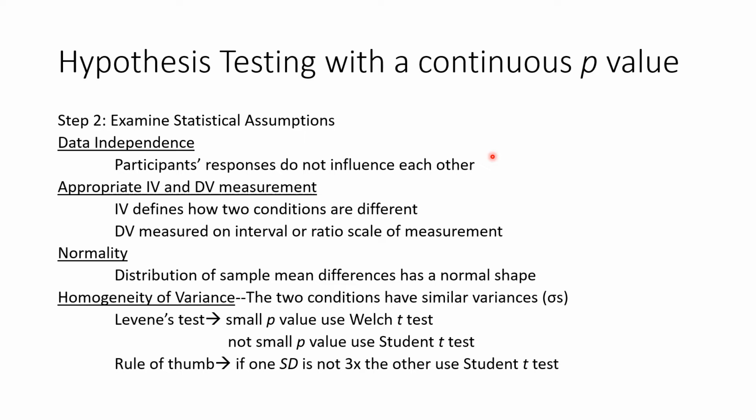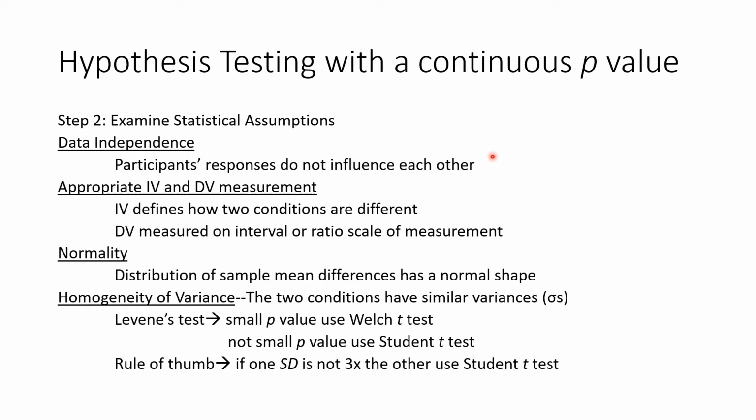But another way of being fairly confident that you're going to have a distribution of sample means with a normal shape is if your sample size is sufficiently large. And in this case, we have 35 people per condition, which is generally going to be enough to make us pretty confident that the distribution of sample means will have a normal shape. So we are comfortable that we have satisfied the normality assumption in this situation.